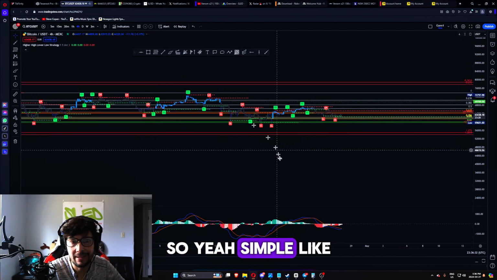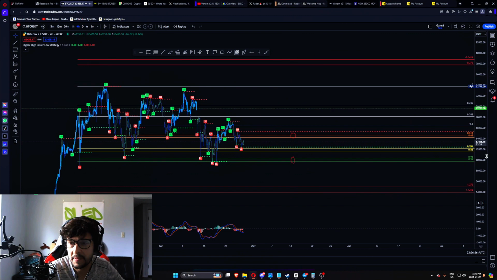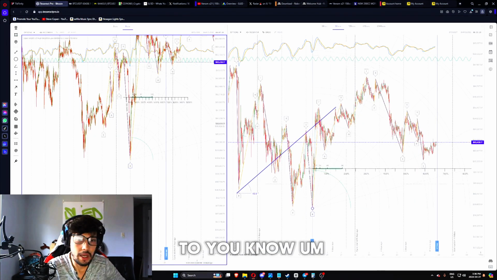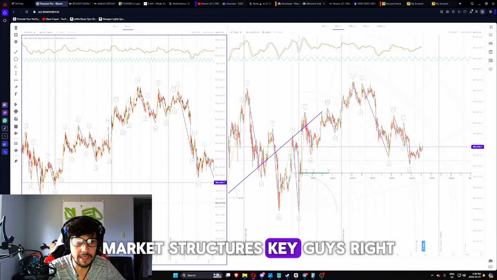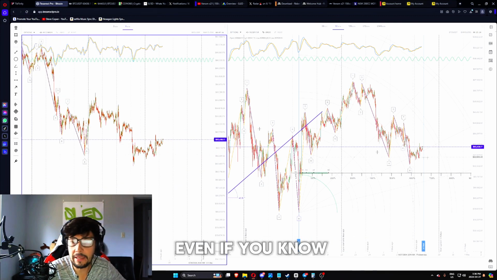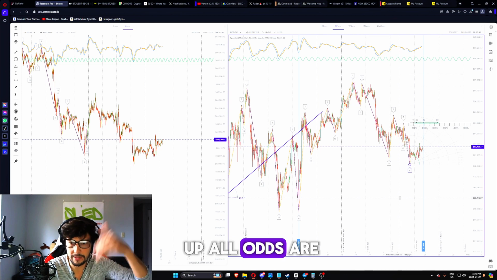So yeah, simple like that, guys. You can check with TradingView, stuff that you're used to. On top of that, market structure is key, guys. Even if you know that a new turning point came, and let's say it's an 8, right? So all evens are up, all odds are down, right?